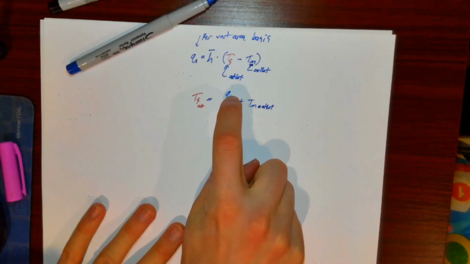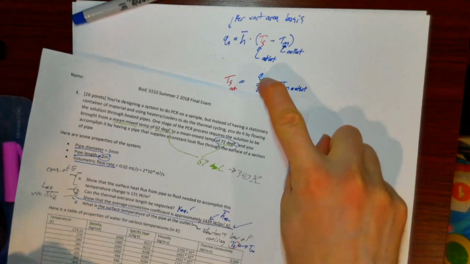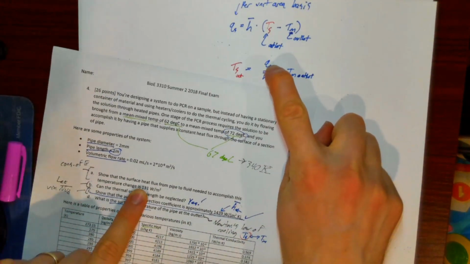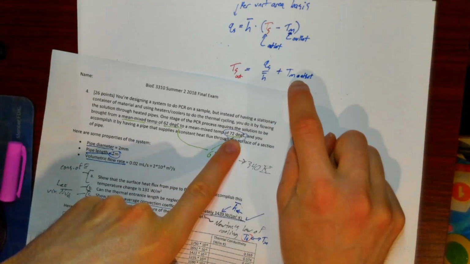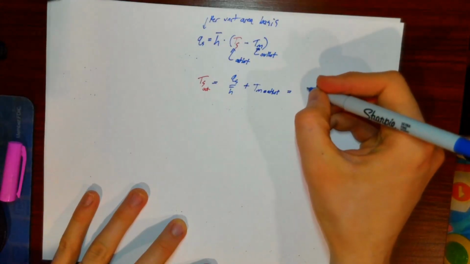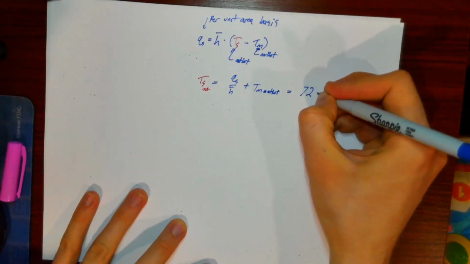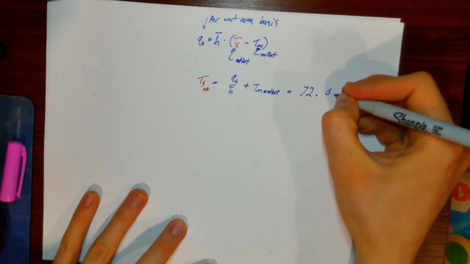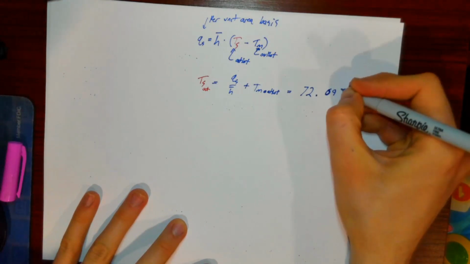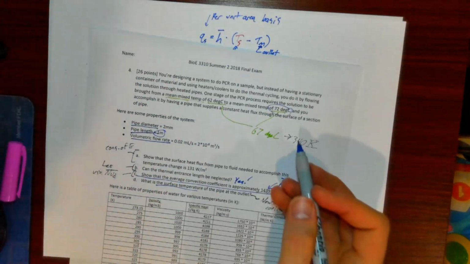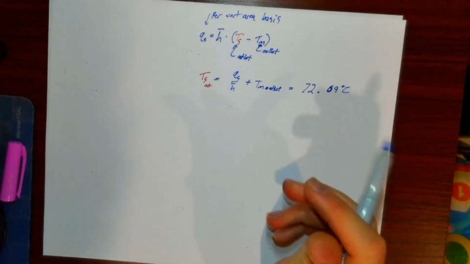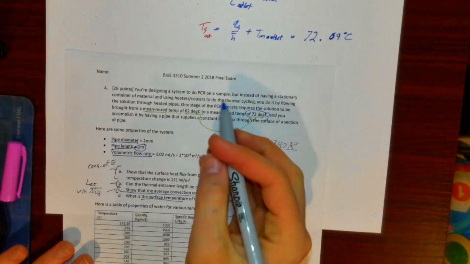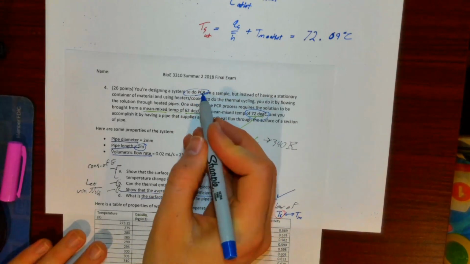So we plug in our Qs from part A, we plug in our h from part C, and we plug in our given Tm at the outlet, and you end up with 72.09 degrees C, which is super close to this 72 degrees at the outlet. From an engineering perspective, that's really good. That's really good for doing PCR.